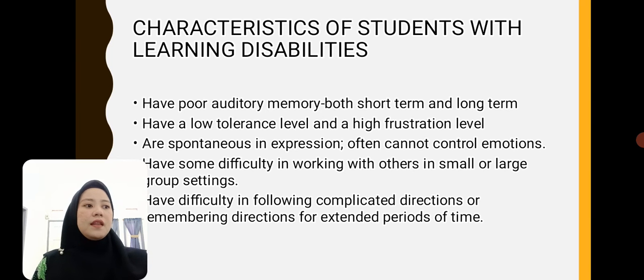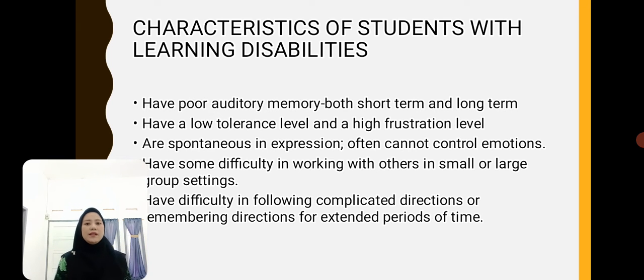Well, here we will discuss the characteristics of students with learning disabilities first. The first characteristic is that students with learning disabilities have poor auditory memory, both short-term and long-term. And the second one, they have a low tolerance level and high frustration level. And they are also spontaneous in expressions, and sometimes often cannot control emotions.